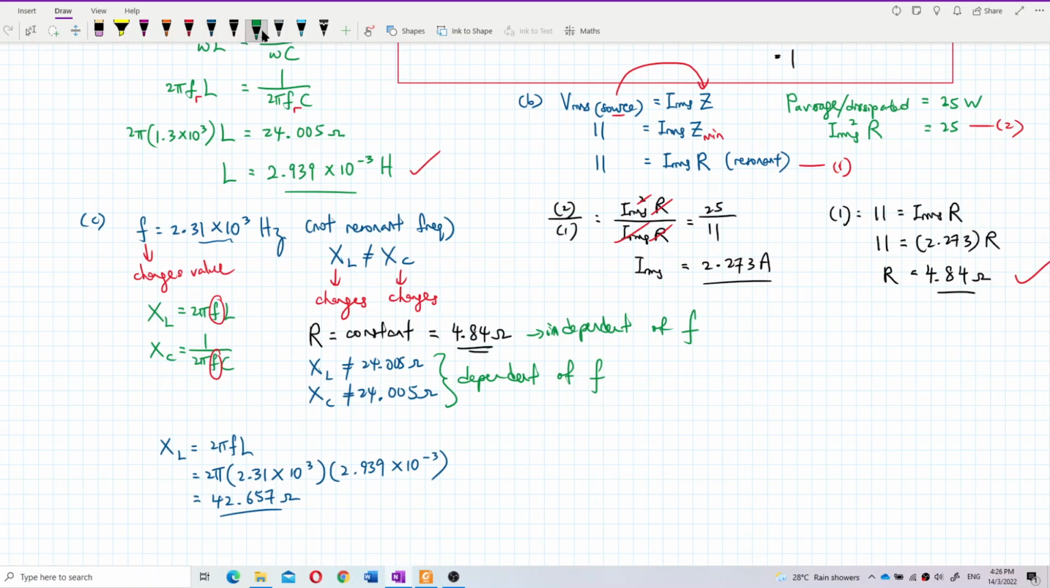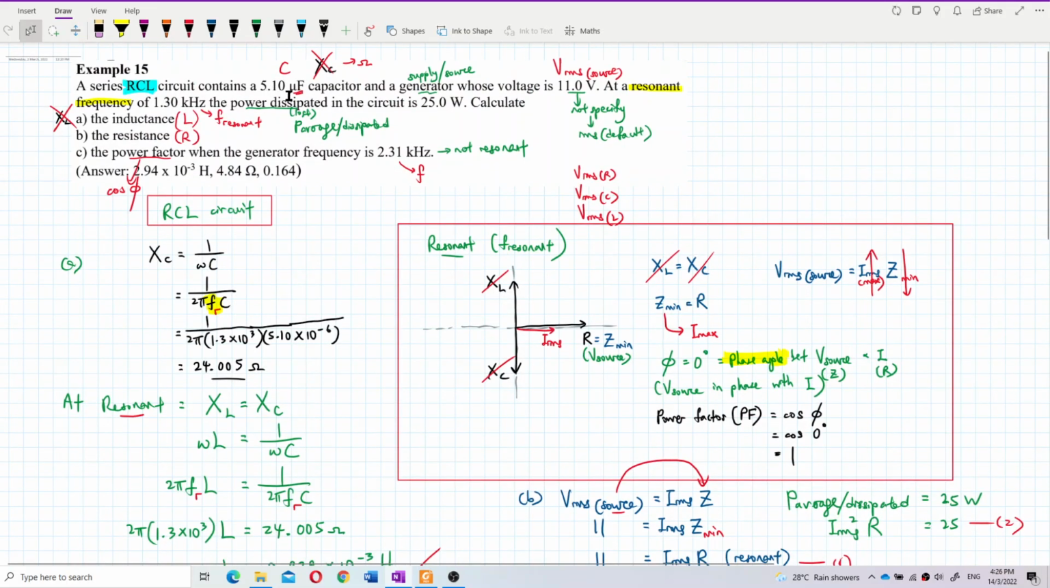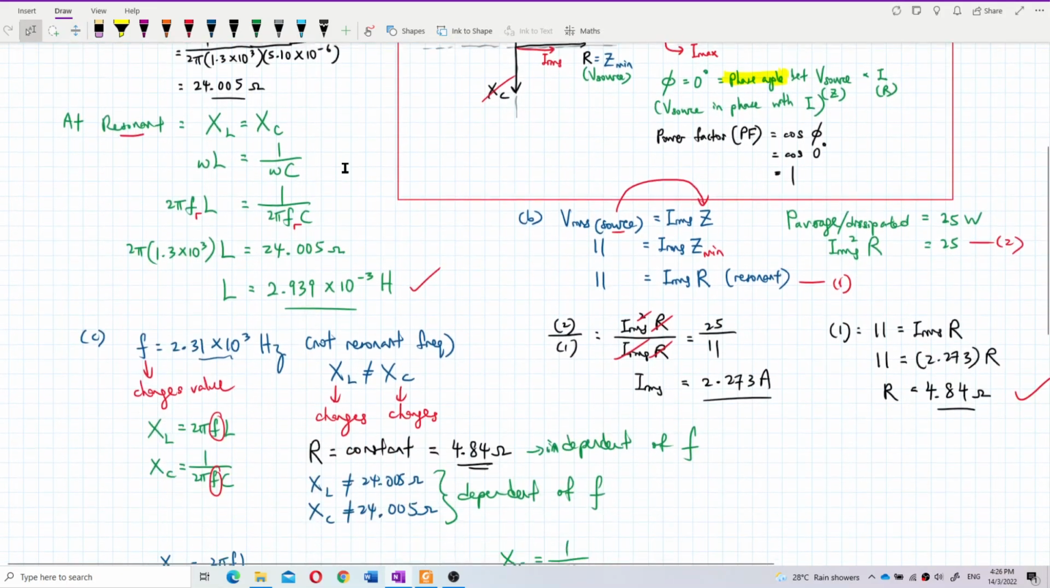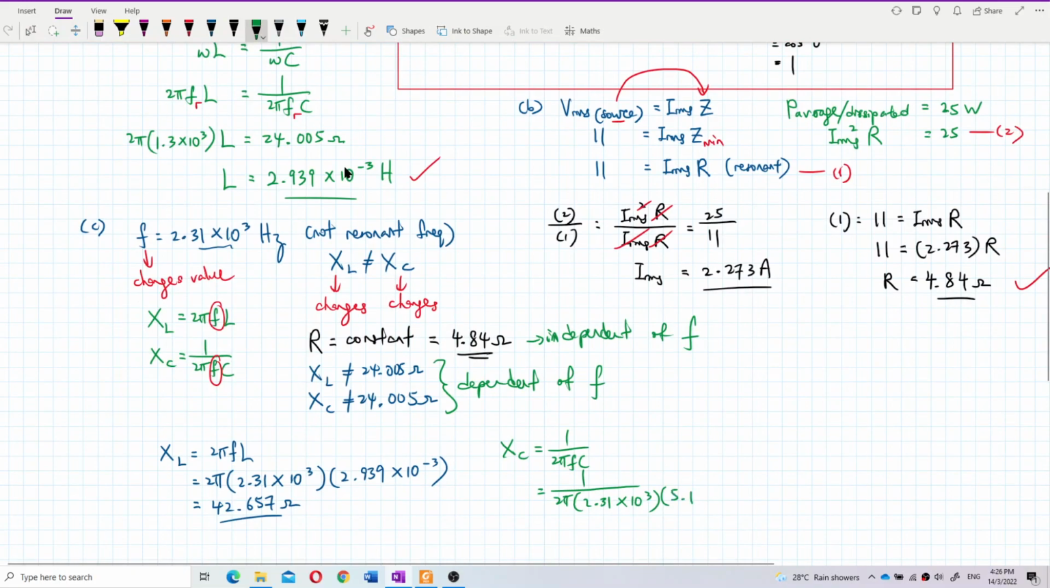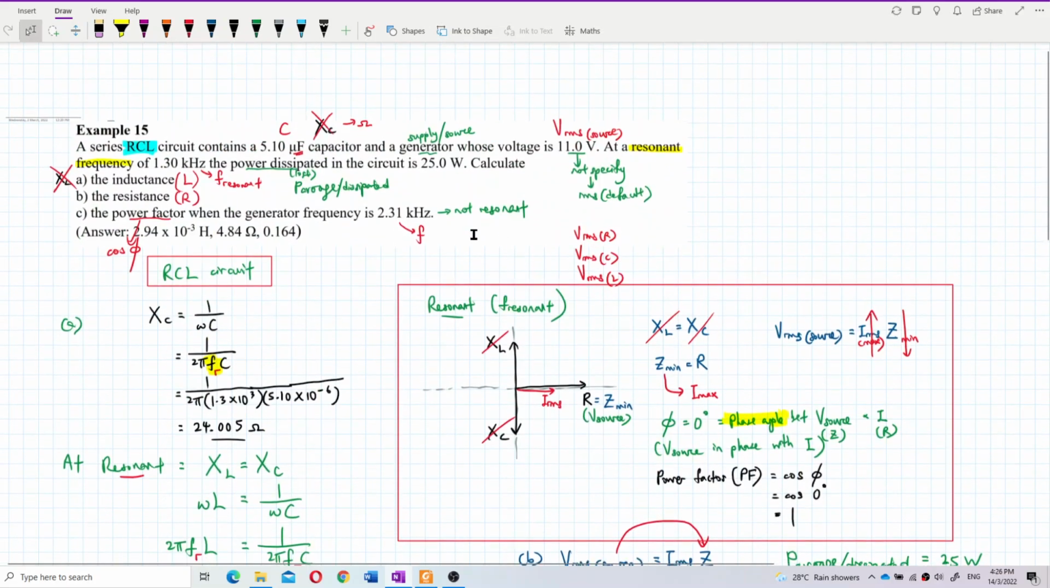XC, what is XC? XC is 1 over omega C or 1 over 2 pi FC. So let's calculate the new XC. The frequency is 2.31 exponent 3. C, what is the C value? Do I have the C value? Yeah, 5.1 microfarad. So 5.1 micro is exponent negative 6. Change the micro into value.